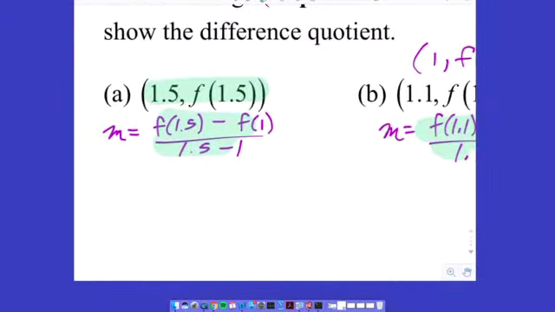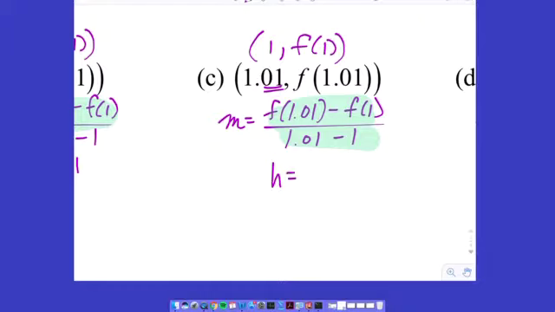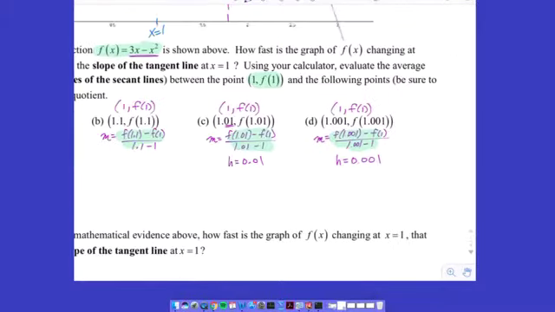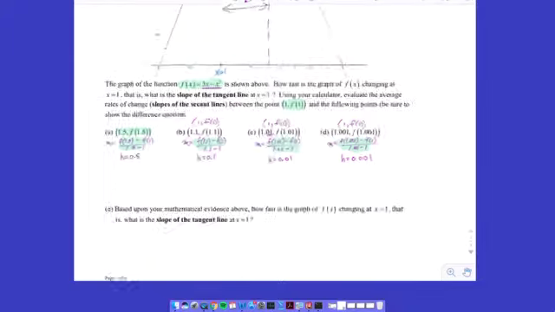So if you want to come down here, in this example A, h was 0.5. It was a half unit away. In part B, h was 0.1. In part C, h was 0.01. In part D, h was 0.001. So again, to emphasize the idea of the limit, you can already see as the 2 points converge towards each other, what's happening to my value of h, the distance between them. It's getting smaller and smaller and smaller.